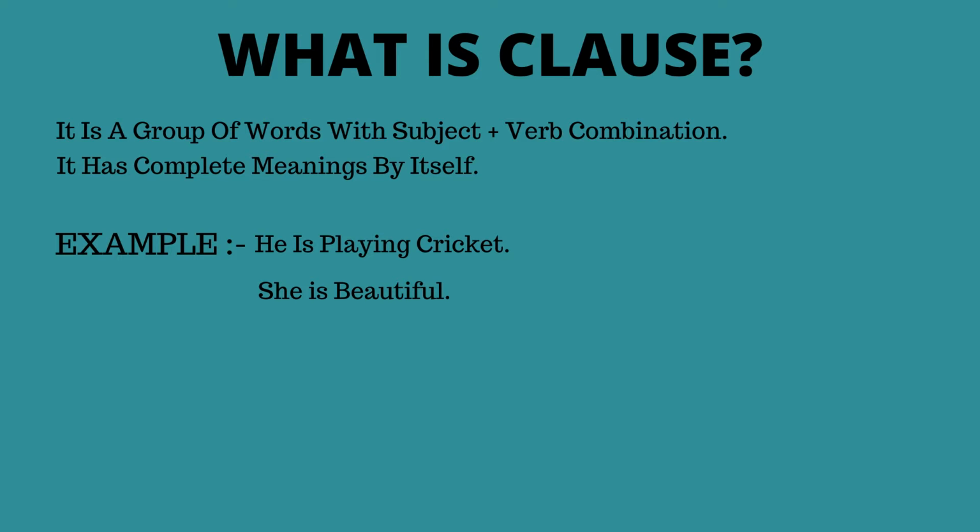Before we understand the types of clause, let's understand what a clause is. A clause is a group of words with a subject plus verb combination. It has complete meaning by itself. Let's take some examples. He is playing cricket. She is beautiful. As simply mentioned, it is a group of words with a subject plus verb combination and it conveys meaning by itself. So hence it's a clause. I've already made a video on this, so go and watch it. Link is in the description box.